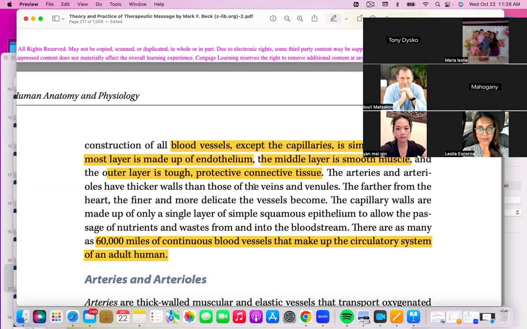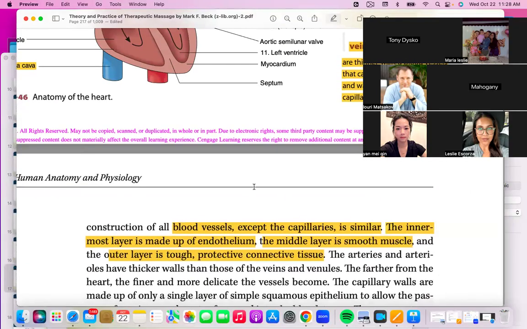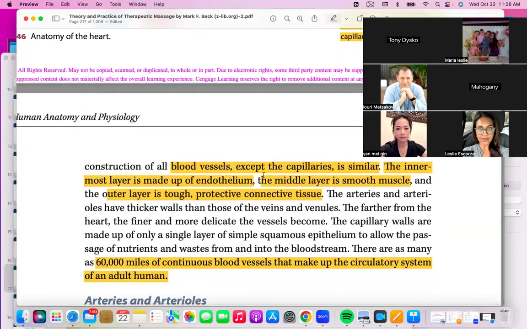Alrighty, so blood vessels like arteries and arterioles are similar in how they're structured, okay, and in the layers of them. Capillaries are not, okay, because they don't contract like the other blood vessels, the veins, arteries, venules, and arterioles, okay? So the innermost layer is made of endothelium, like epithelial tissue, okay?